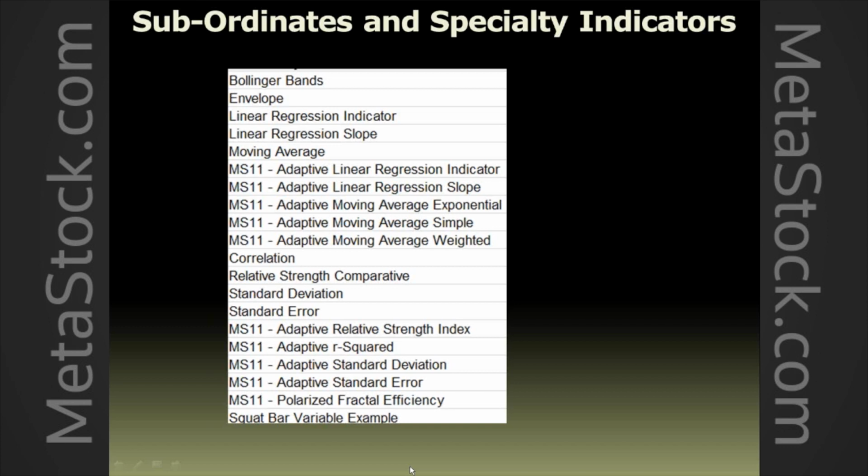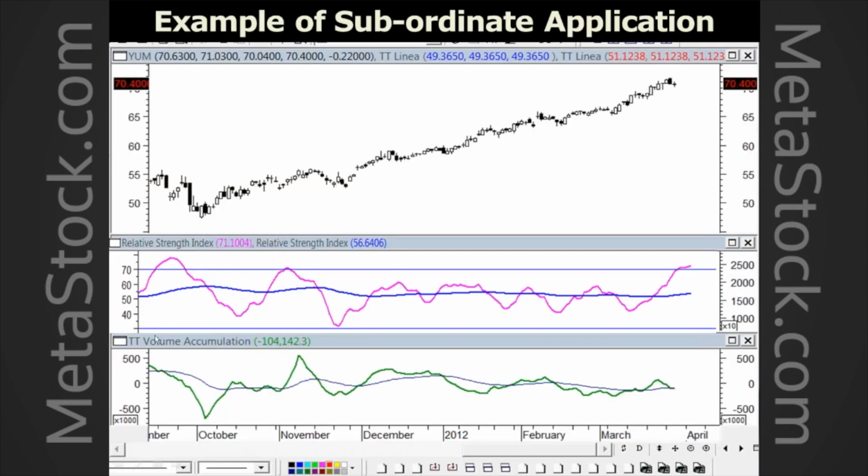Okay, here's an example of a subordinate indicator down here. This is our volume accumulation indicator. This is an oscillator that oscillates. So I want a moving average that oscillates with it to some degree, and it can show us positive and negative divergences and other things that are going on. And it can also show us extreme volume patterns to the upside, extreme volume patterns to the downside. So that gives you a tremendous amount of information.